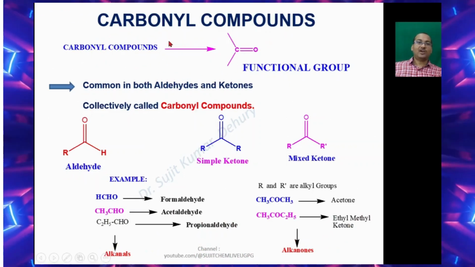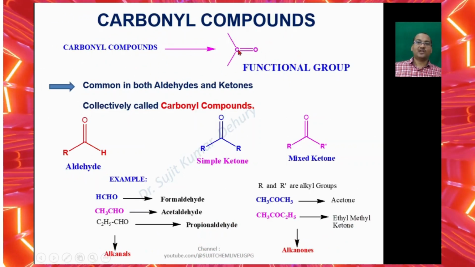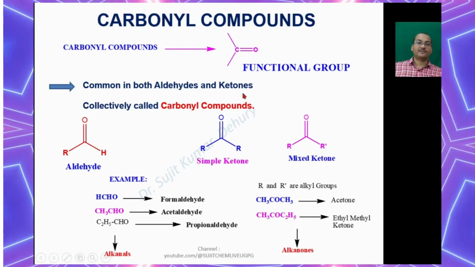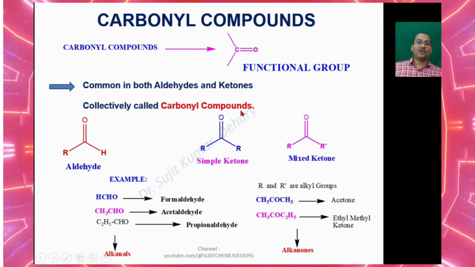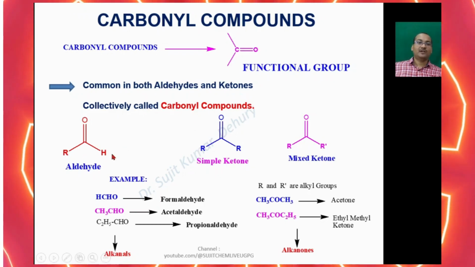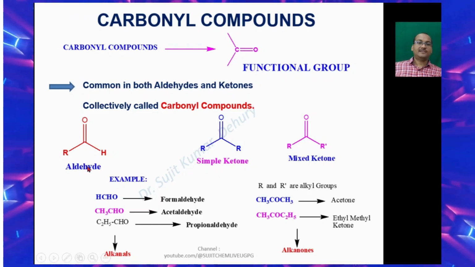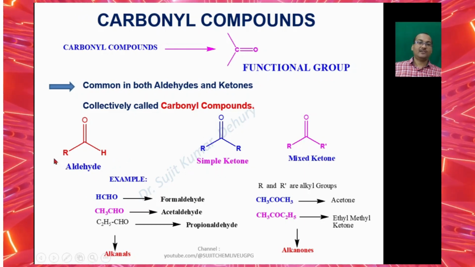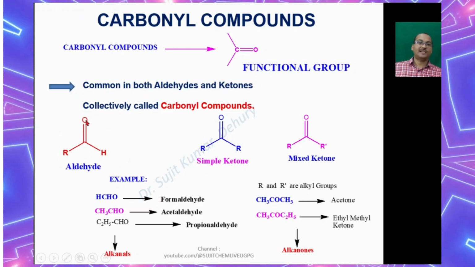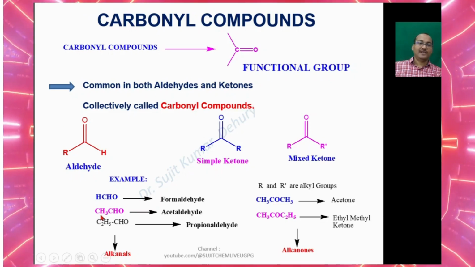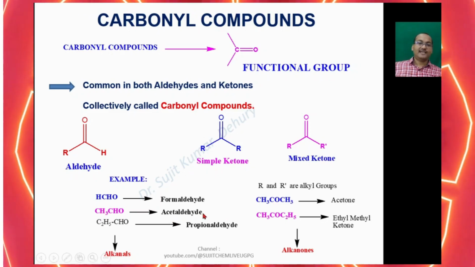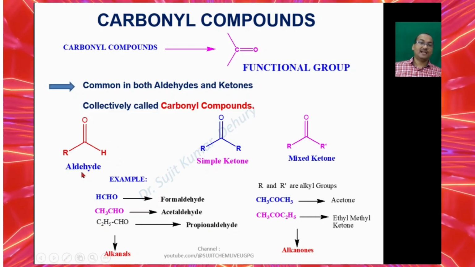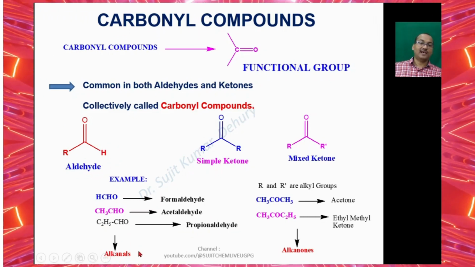Generally, carbonyl compounds contain a simple functional group, C=O, which is common in both aldehydes and ketones, collectively called carbonyl compounds. The simplest compound is HCHO, known as formaldehyde, and the general formula of an aldehyde is RCHO. Similarly, CH3CHO is known as acetaldehyde, and C2H5CHO is propionaldehyde. In general, aldehydes are otherwise called alkanals.